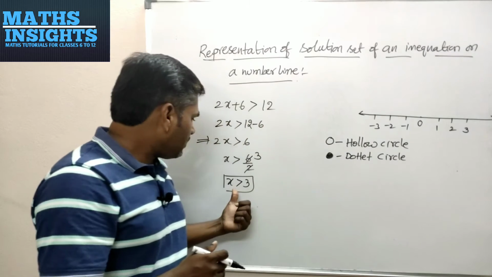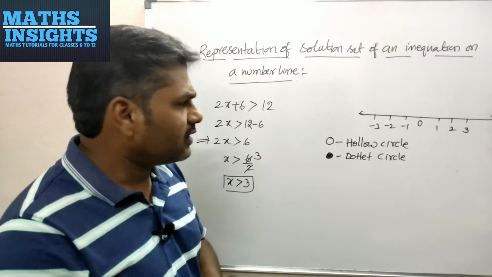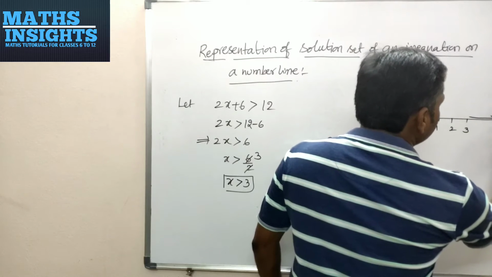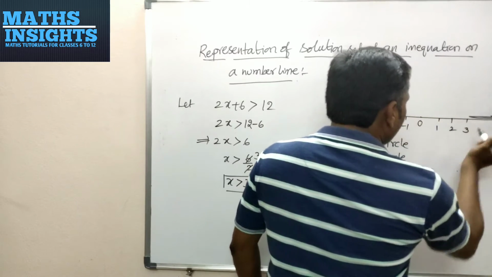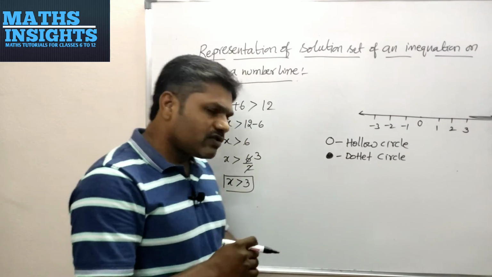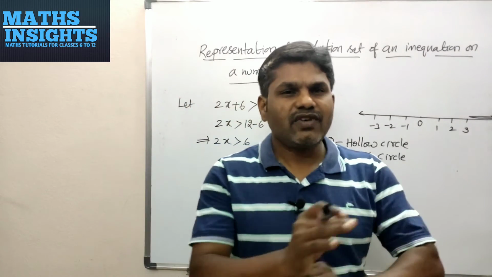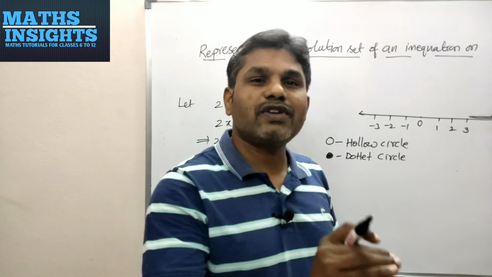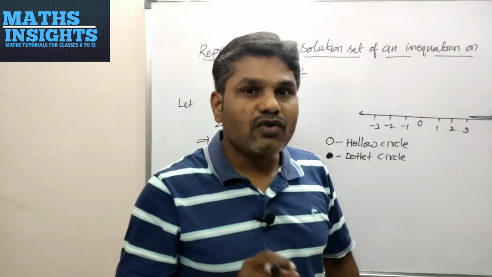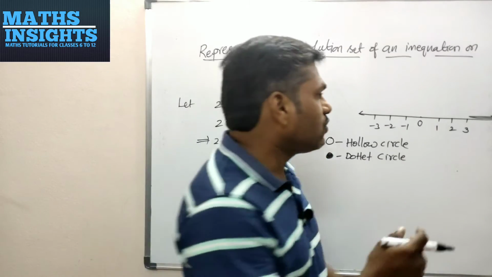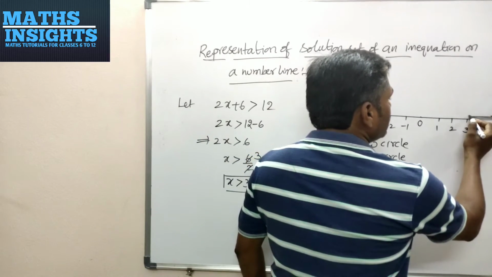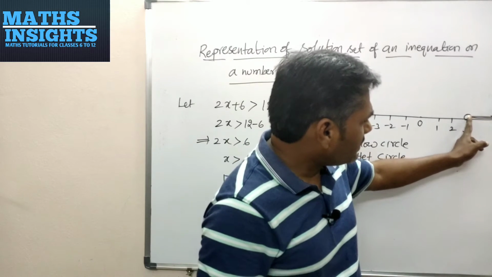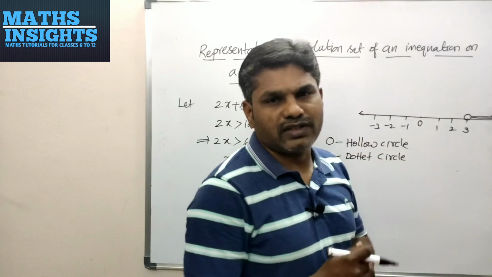For example, in our case, x > 3 means you have the values here. This area is infinite. But what about 3? Is 3 there in our solution? No. Our x value is greater than 3, which means 3 should not come into our solution. So you have to exclude it. That means you have to draw the hollow circle, meaning the solution region starts from here, excluding this.